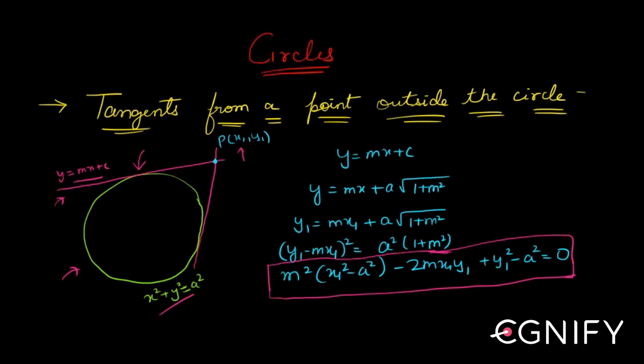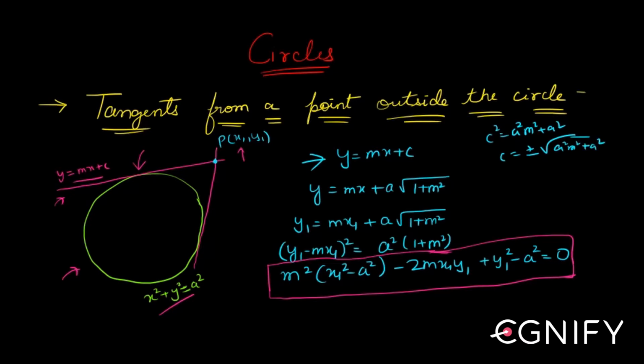So you assume a line y is equal to mx plus c. You've taken a straight line, and if that is to be a tangent, then we already know that the condition is c square is equal to a square m square plus a square, right? A square into m square plus 1. So c is equal to plus or minus a into under root of m square plus 1. This is the condition.